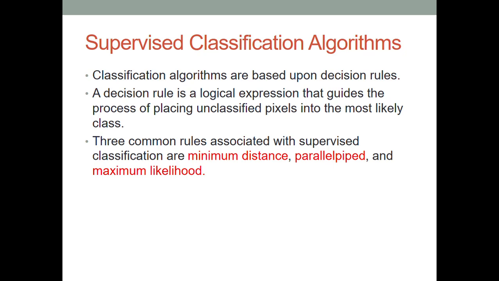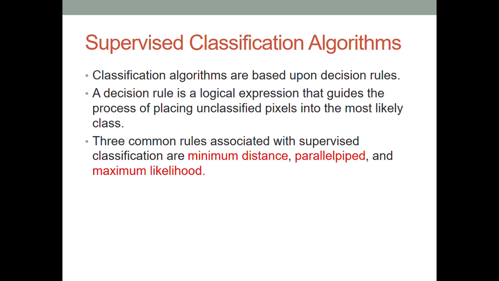In supervised classification, there are some algorithms. What does it mean by algorithms? It is a decision rule. A decision rule is a logical expression that guides the process. This is just like how the computer thinks, the logic of how the computer thinks. The purpose is to place the unclassified pixels into the most likely classes.